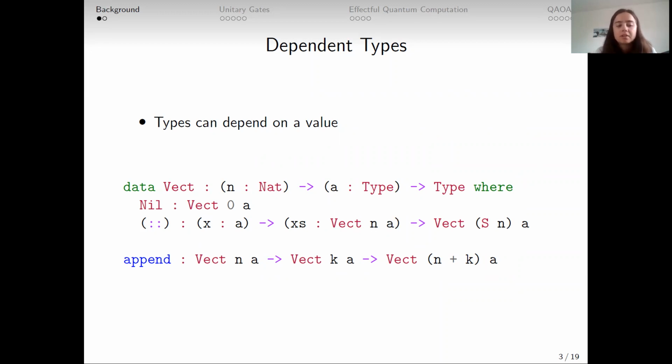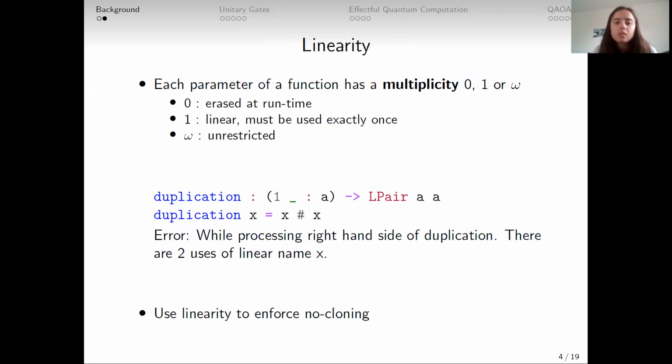And using these dependent types, we can now create a small function, the function append, that will take as input a vector of size n, a vector of size k, and output a vector of size n+k. And these dependent types will allow us to ensure some correctness or mathematical properties in our data structures and programs.